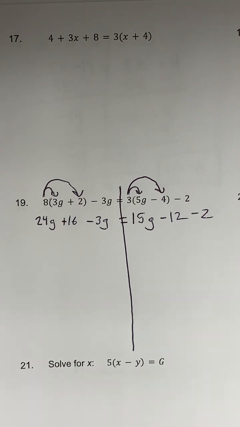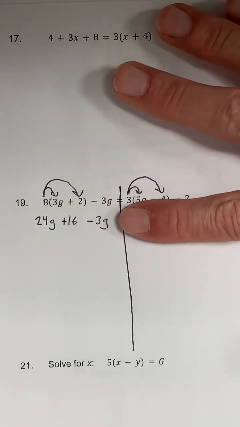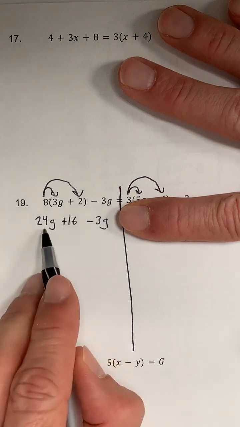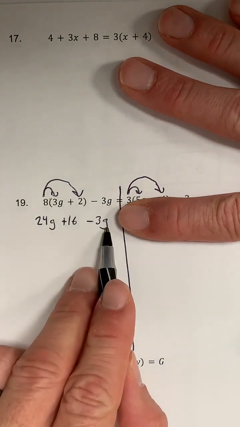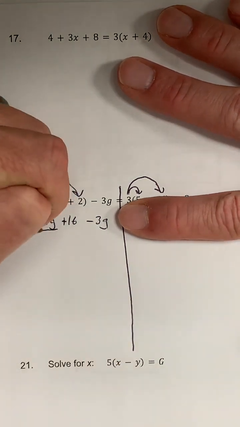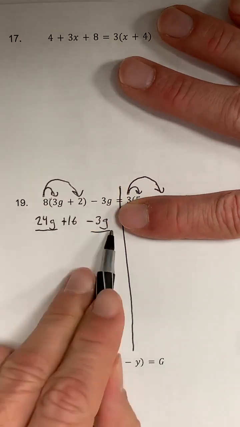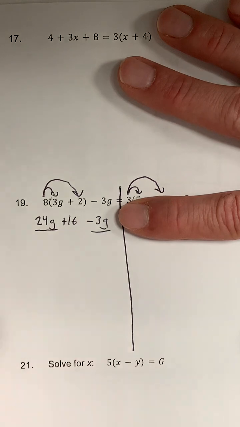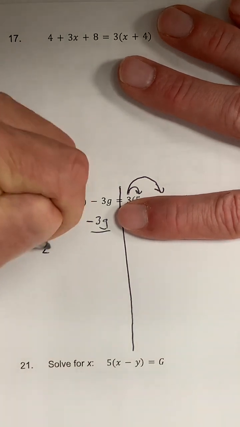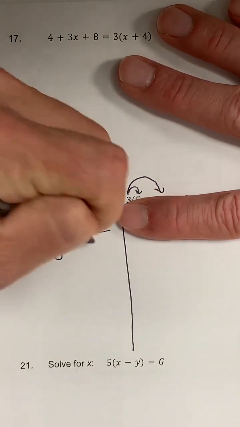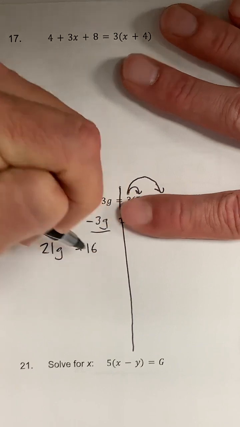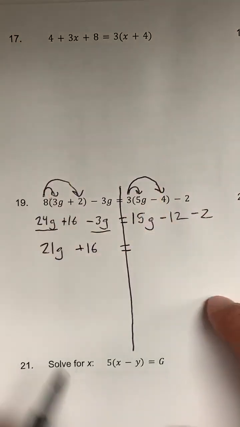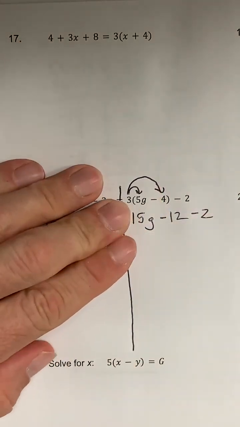The next thing I like to do is I cover up one side at a time, and I ask myself, are there any like terms? And there are. These are both g's, so they can be combined. If I have 24 g's and I take 3 of them away, there's really only 21 g's over here. Plus there's also a 16 equals. Okay, how about like terms on this side?